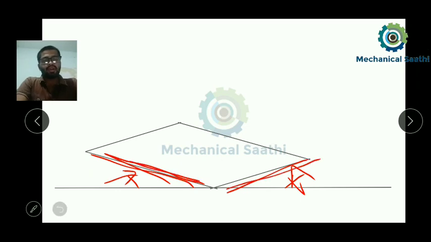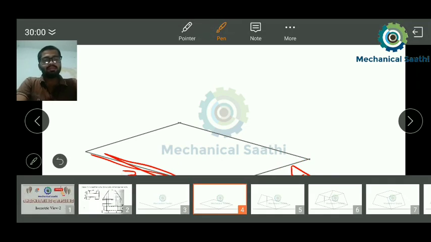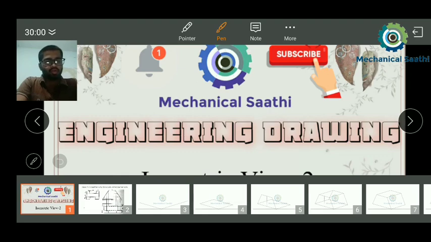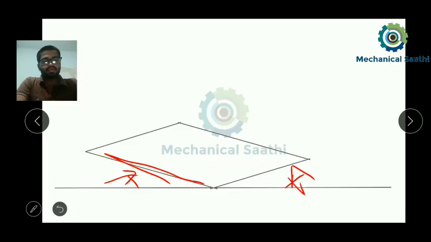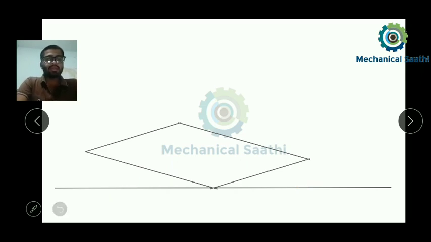So we have to first draw this rectangle. Okay, where did it go? Okay, so first we need to draw this rectangle with 100 mm length and 70 mm width. So this length will be 100 and this length will be 70.